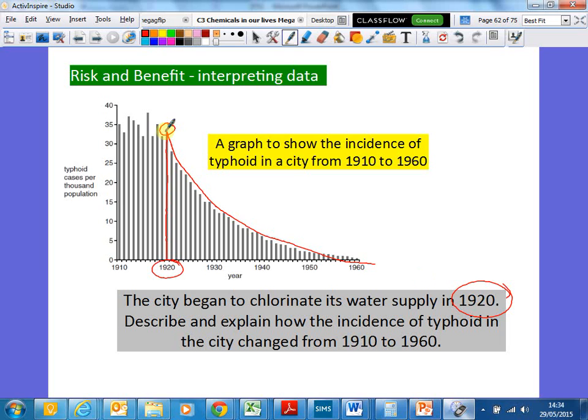Before there, it kind of wiggles about a bit, but generally, roughly flat. Okay. So how would we actually explain that?